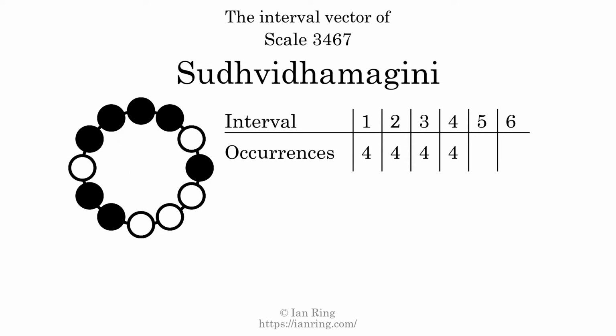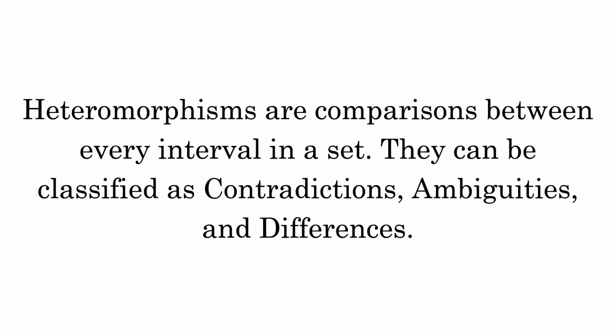There are 4 intervals with a size of 4 semitones. They are here, here, here, and here. There are 4 intervals with a size of 5 semitones. They are here, here, here, and here. There is 1 interval with a size of 6 semitones. It is here. Each interval does not appear in this scale a unique number of times, so this is not a deep scale.